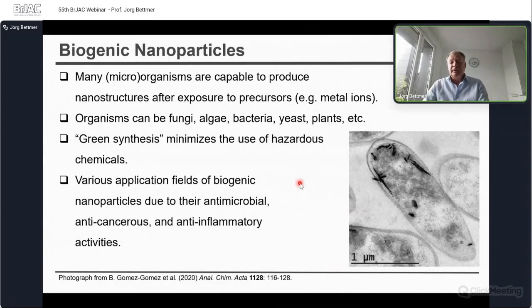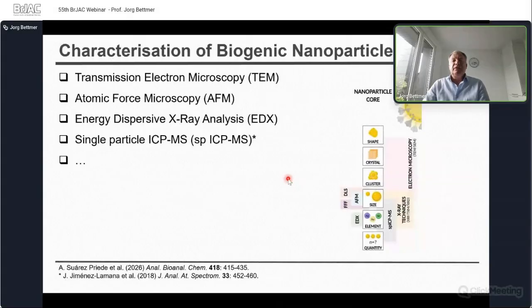and that's why they're so interesting for further applications. But how do you characterize these biogenic nanoparticles? I will focus today in this webinar only on the core and not on the surface itself. So we have different microscopic possibilities, for example, transmission electron microscopy, atomic force microscopy, in combination, for example, with energy dispersive X-ray analysis. And the field we are working on is basically inductively coupled plasma mass spectrometry, and in this specific case, in the mode of single particle ICP-MS.